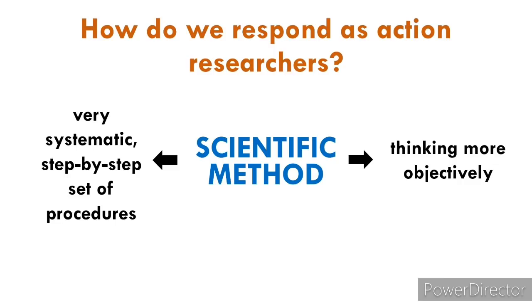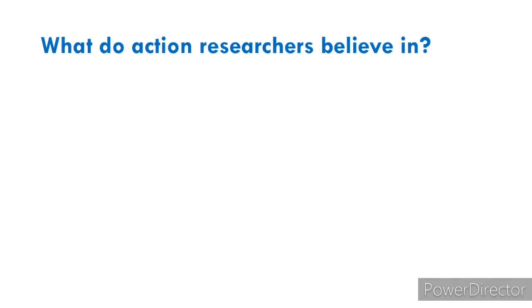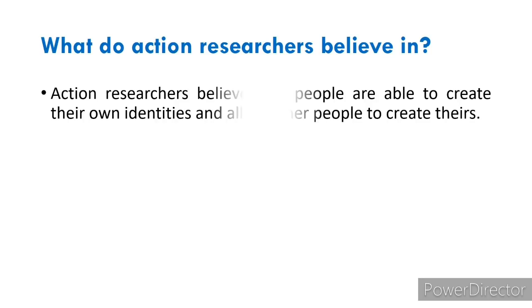So as new action researchers, what do you need to keep in mind? First, action researchers believe that people are able to create their own identities and allow other people to create theirs. So by creating our own interventions, we are actually creating our own identity as classroom teachers. And once our colleagues see how effective we are as teachers because of the action research we conducted, then our co-teachers will also be inspired to establish their own identities from the significant results of the action research.